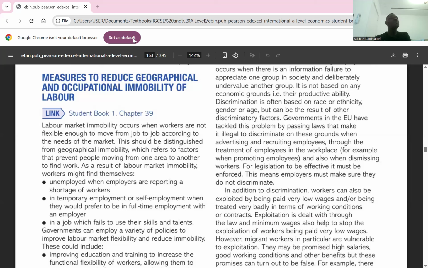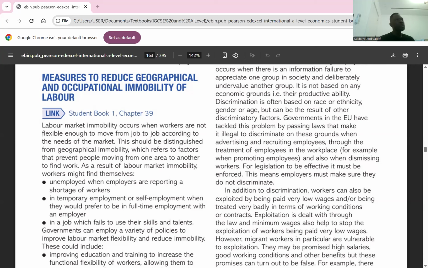So how do we solve labor market immobility? To solve labor market immobility, we have to start thinking about measures to solve geographical immobility, and measures to solve occupational immobility. Any question about that? So this is what labor market immobility is all about. So we'll go on to measures to solve geographical immobility.